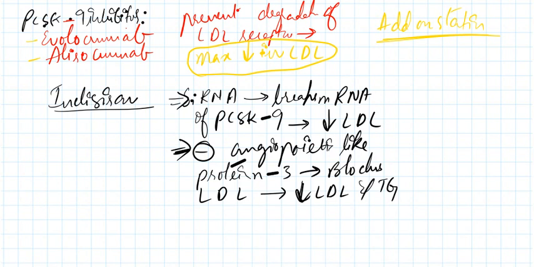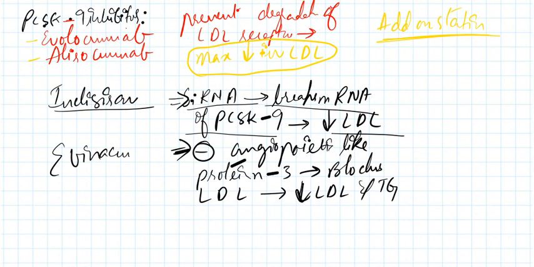What happens is they initiate the siRNA, leading to breaking of the mRNA of PCSK9. Then this leads to a decrease in LDL. And one more mechanism of action is, which drug does this? Evinacumab. This evinacumab inhibits the angiopoietin-like protein 3, thereby leading to decrease in LDL and triglycerides.